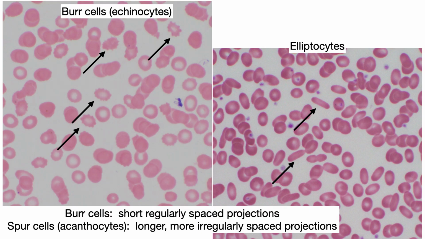So here's some of them. These to the left are Burr cells or echinocytes. So remember, Burr cells are regularly spaced short projections, and spur cells are irregularly spaced long projections. And the elliptocytes in hereditary elliptocytosis. And I put down there the difference between Burr cells, the echinocytes, and spur cells, acanthocytes.